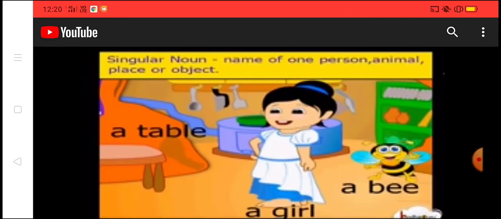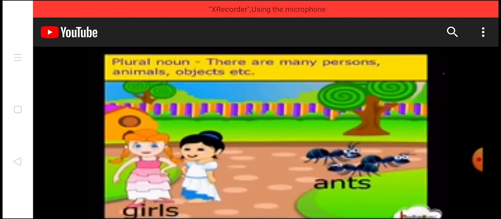Singular and plural nouns. What is a singular noun? A singular noun is the name of one person, one animal, one place or one object. In short, a singular noun is a name of a person, an animal, a place or object. You have got some examples below: a table, a bee, a girl. All these 3 carry the word a which shows one.